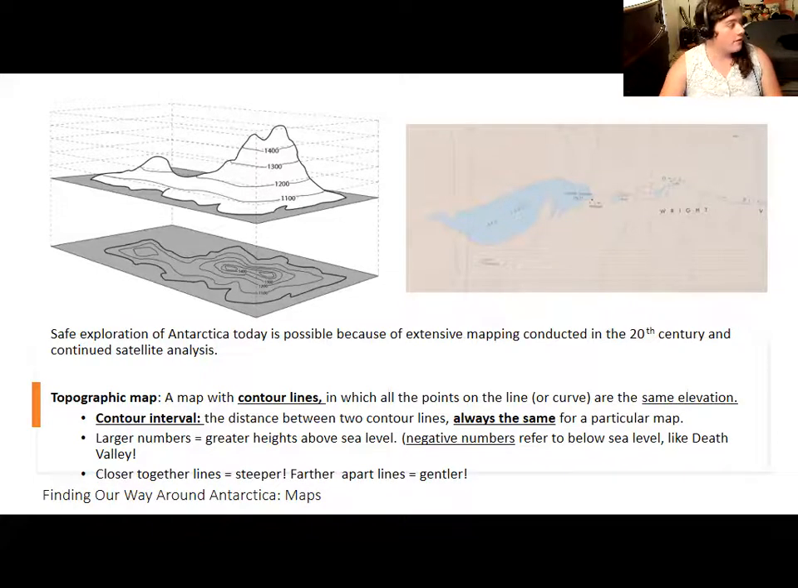And you'll notice that the lines in this diagram are the same distance apart. 1100 to 1200 is 100, 1200 to 1300 is also 100, and 1300 to 1400 is also 100. There is a difference of 100 feet between the lines, and that is the contour interval. It will always be the same for a particular map.